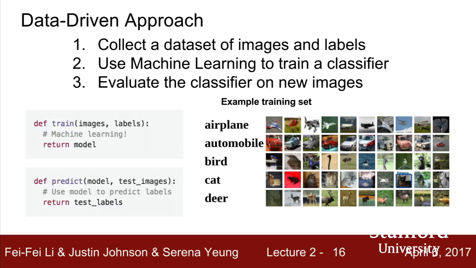Then once we get this data set, we train this machine learning classifier that is going to ingest all of the data, summarize it in some way, and then spit out a model that summarizes the knowledge of how to recognize these different object categories. Then finally, we'll use this trained model and apply it on new images that will then be able to recognize cats and dogs and whatnot.